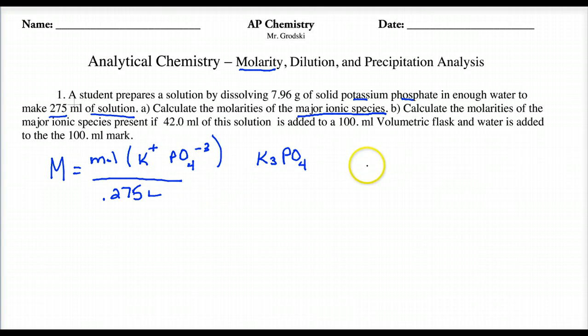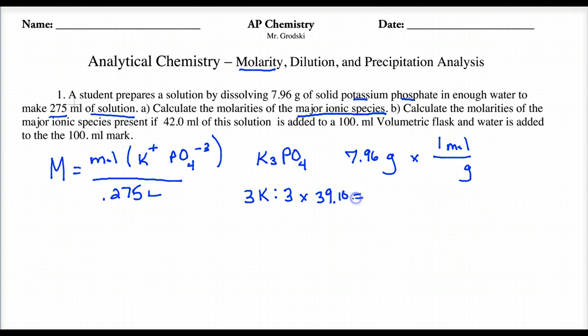The question is, how many moles do we have? Well, real quickly, we have to convert our grams to moles. We want to get rid of grams. We want 1 mole up top, and now we have to do a formula mass. We have 3 potassiums, 3 times, and I'm looking on the periodic table, atomic mass is 39.10. And then we have 1 phosphorus atom, and it's 1 times 30.97.